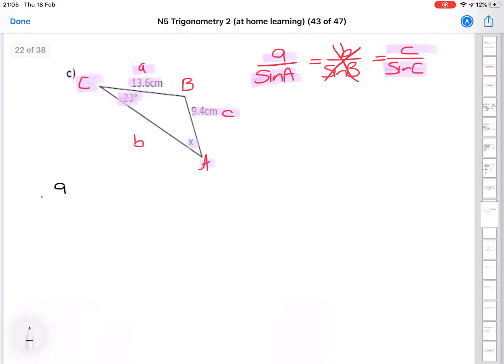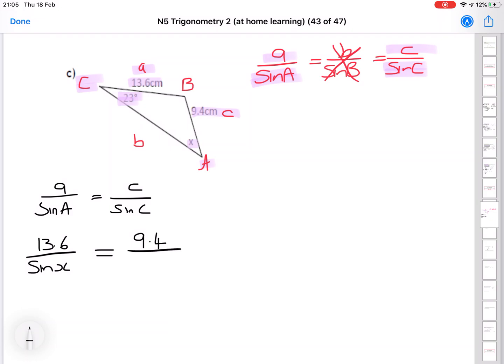So let's go ahead and fill it in. So a over sine A equals c over sine C. So the information on my picture here, we have 13.6 as small letter a, and angle x is my angle at A, so it's sine x here. And then side c is 9.4 and the angle at C is 23, so sine 23.